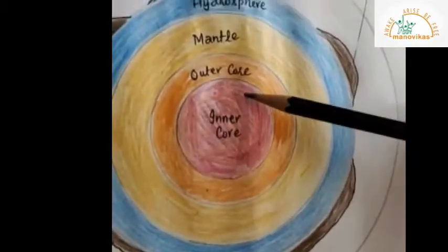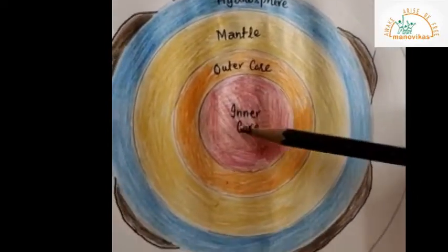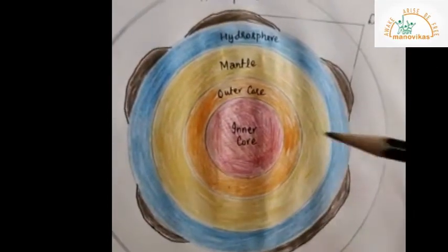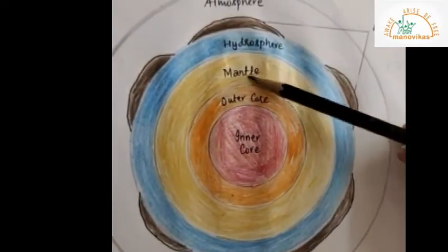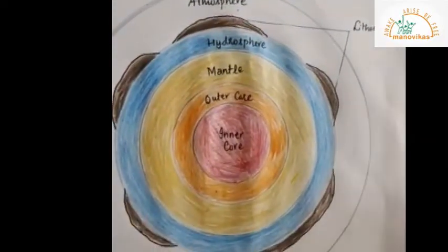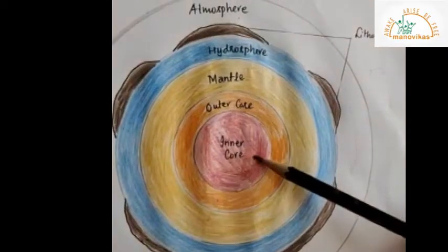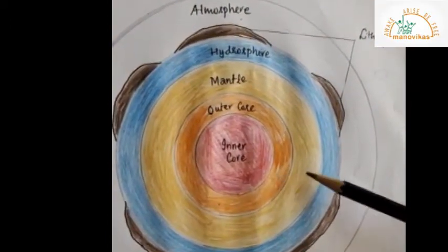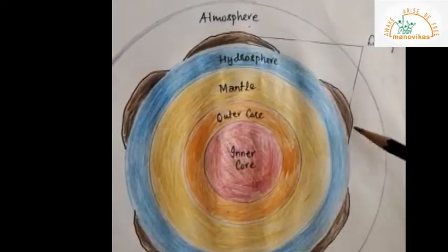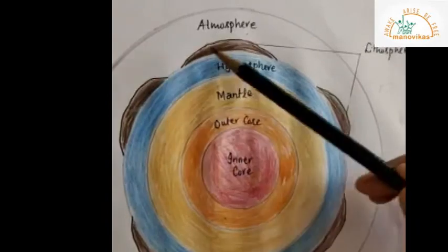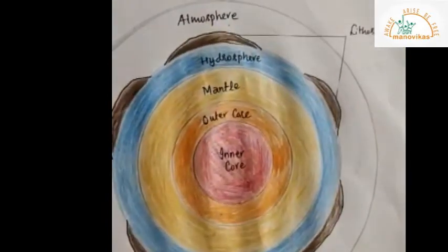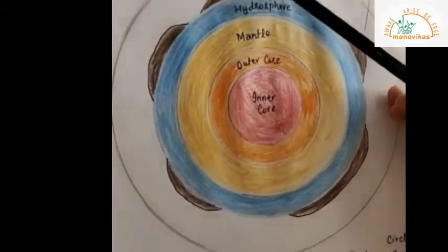The interior, the first circle, has to be colored red and you need to label it. But before coloring, always remember that labeling has to be done first. So inner core, outer core, mantle, hydrosphere, atmosphere, the tidal part and the lithosphere have to be labeled. Coloring has to be done next. Inner core will be red, the outer core will be orange, mantle will be yellow, hydrosphere has to be shown with blue, and whatever is drawn with brown is your lithosphere, that is your land surface, and the circle which has no color is your atmosphere.